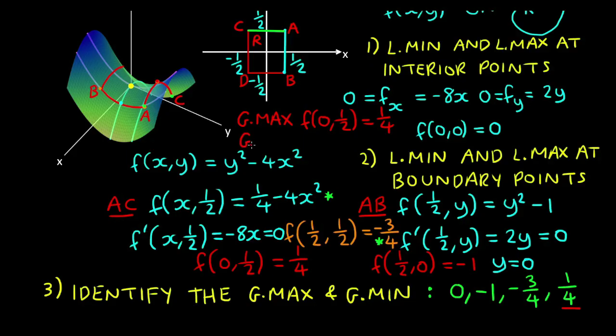And the global minimum is -1, which occurs when x is equal to 1/2 and y is equal to 0. So that's this point over here. And note that the global maximum also occurs at y is equal to -1/2, and the global minimum also occurs at x is equal to -1/2, which we can see by the symmetry of the surface.